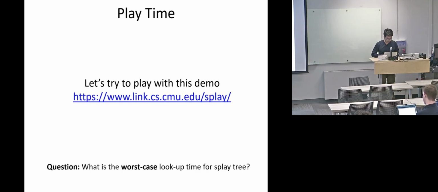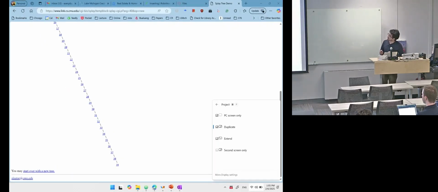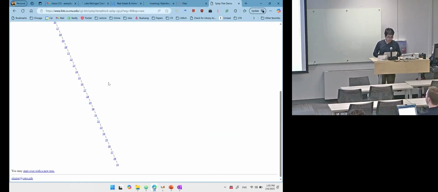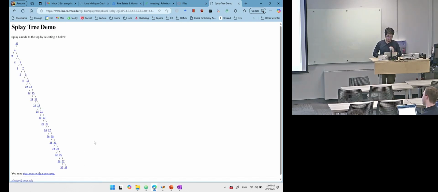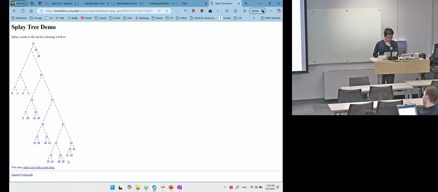Let me show you how it works in the simulation. You might start with this tree that is really unbalanced. Let's say I access this. Then you get this. Maybe I access this, you get this. And you see it balances itself pretty quickly.